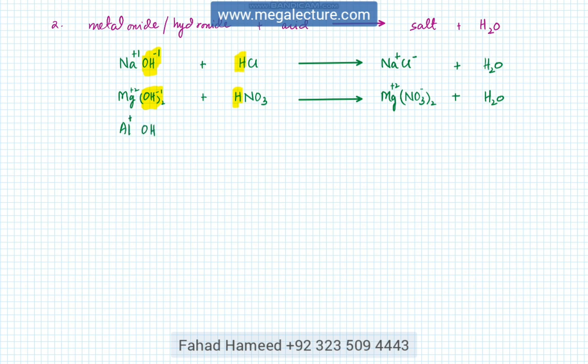So aluminium is group 3. It's plus 3. OH is minus 1. So the formula is going to be Al, OH thrice. Plus, let's react it with sulfuric acid. That's H2SO4. So that's H plus 1 and SO4 minus 2 combined together.